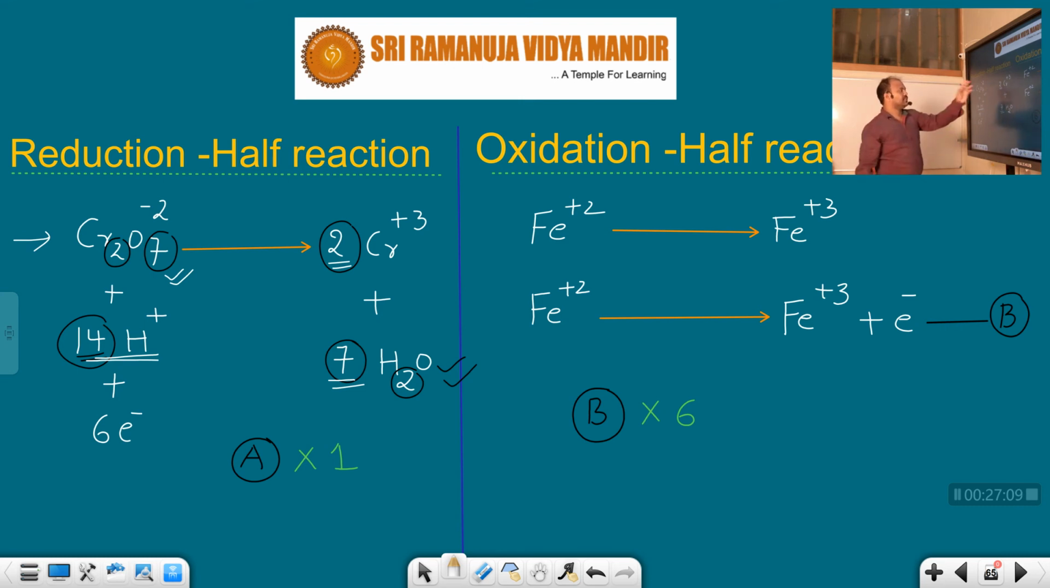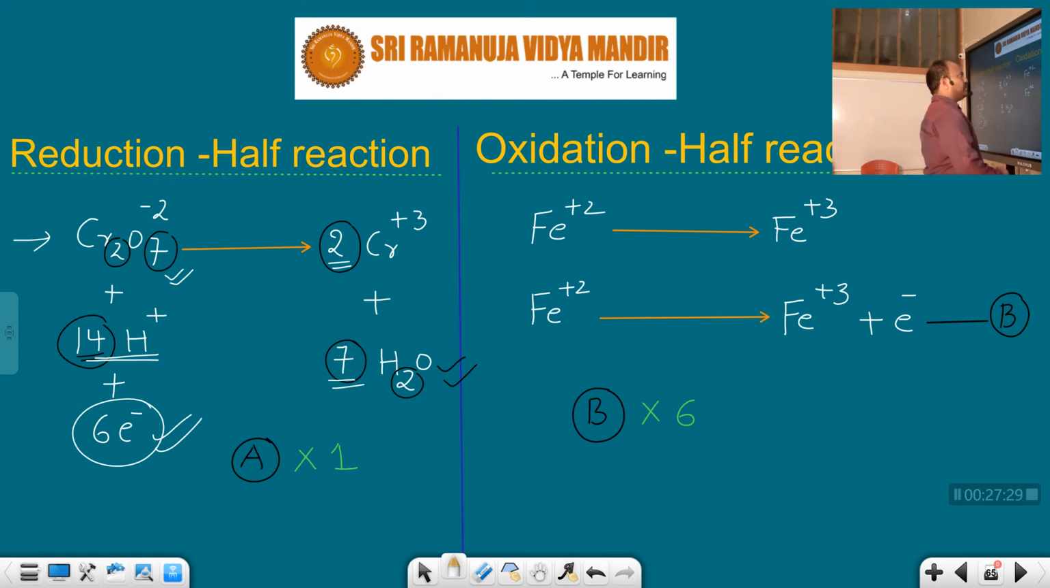After that, this is a reduction reaction. So on the left hand side of the chemical reaction we add electrons. Here we have to balance the charge with the help of electrons. How many electrons are we adding? 6 electrons. This is the first equation.